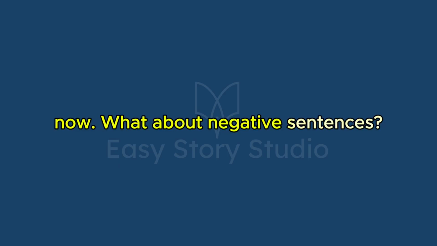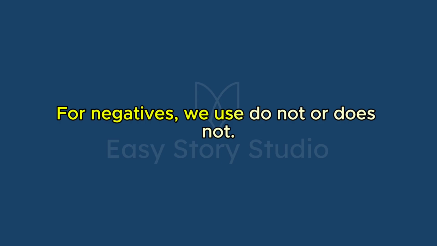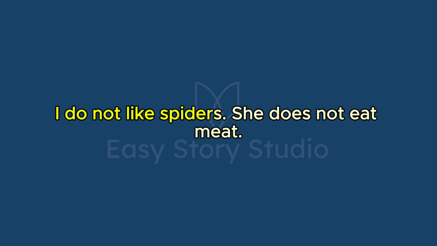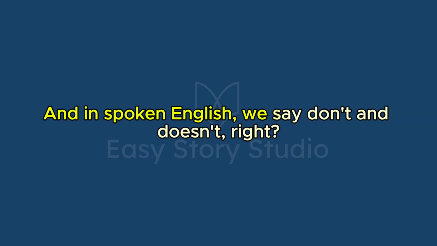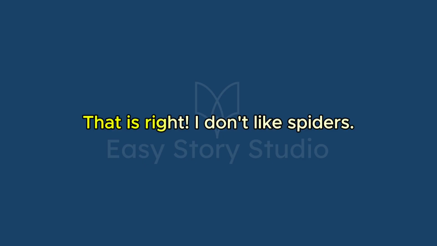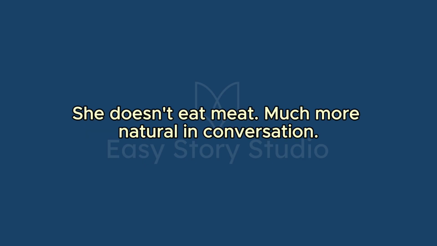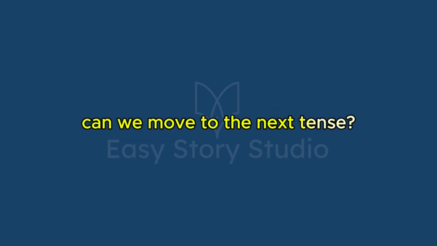What about negative sentences? For negatives, we use do not or does not. I do not like spiders. She does not eat meat. And in spoken English, we say don't and doesn't, right? That is right. I don't like spiders. She doesn't eat meat. Much more natural in conversation. Great. Now can we move to the next tense?